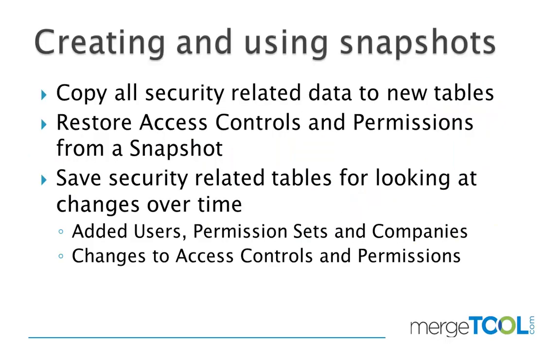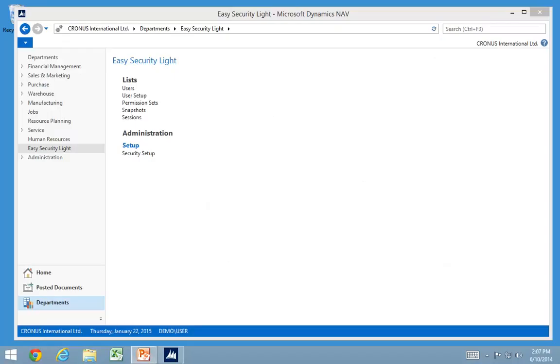Using snapshots inside Easy Security Light can allow you to roll back permissions. You copy all security-related data to new tables. You can restore access controls and you can restore permissions from a snapshot. It also allows you to look at changes over time, so you can see users, permission sets and companies being added, or changes to access controls and permissions in there. But let's take a look at how this works in Easy Security Light.